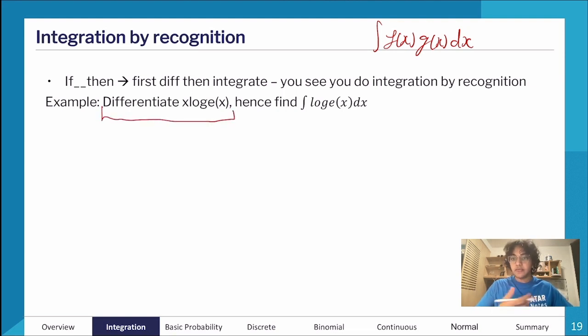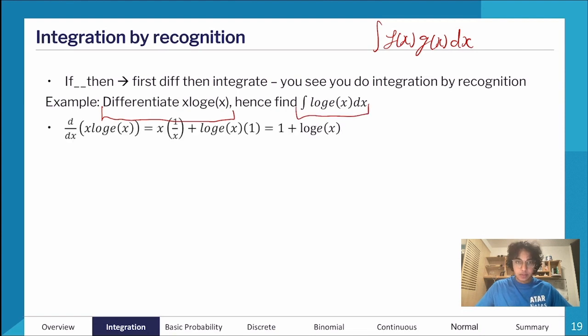They'll say, differentiate some function, and then they'll say, hence find the integral of this. So the first step is to just differentiate, in the order they want. We're first going to differentiate x log base e of x. I think it's just the formatting, but this should have just been natural log, or log base e. Okay, hopefully that's not confusing anyone.